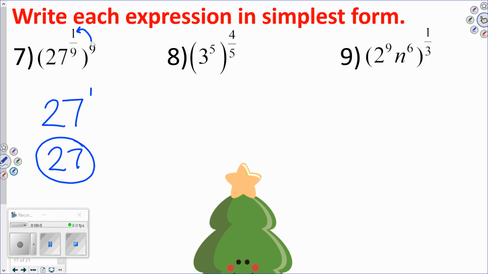Okay, number 8, so what do I do with those exponents? Distribute them in. So the base is still a 3. And then what's 5 times 4/5? That is 4. Should I leave it 3 to the 4th, or is that a pretty decent number? It's 81. Yeah, let's change that one. Now, if you're in the millions, I mean, by all means, leave it as an exponent.